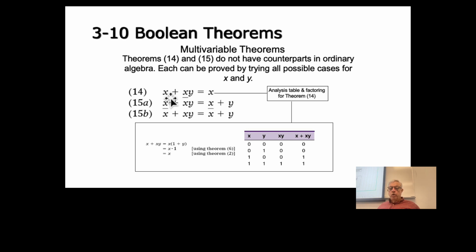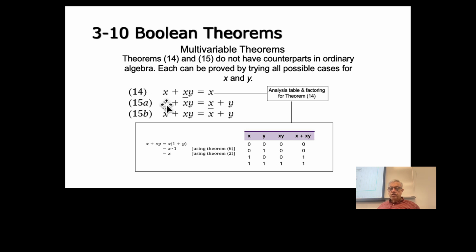If X is a 1, then I've got a 1 out. If X is a 0, then XY is still a 0. X is a 0, so I've still got X out. So whatever X is, I follow.